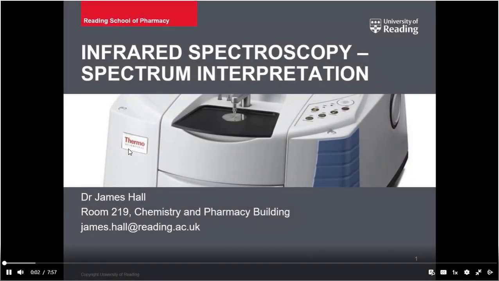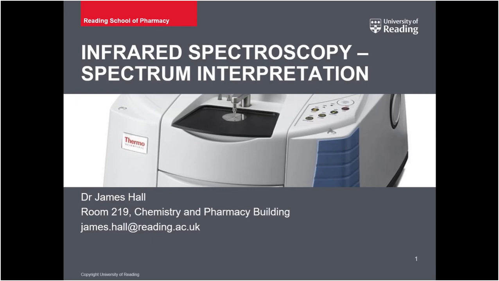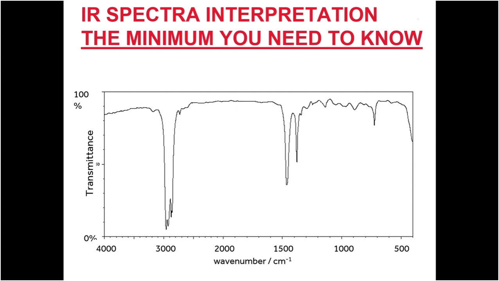In this section, we will go through how to interpret an infrared spectrum, and we'll cover the key regions of the infrared spectrum that you, as a student of pharmacy, need to know. So here is an infrared spectrum for hexane. Now, on this infrared spectrum, I'm going to overlay the sections of the region that you need to know about and the functional groups that you need to remember. Now, this is the absolute minimum that you need to know to interpret an infrared spectrum.